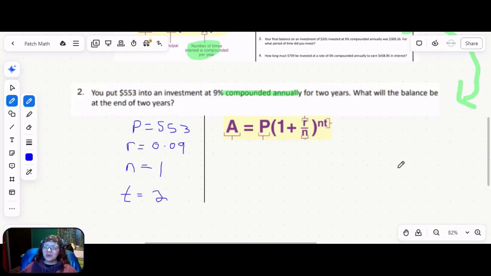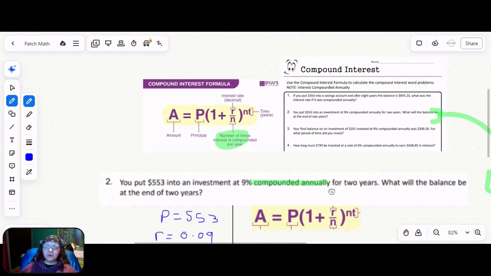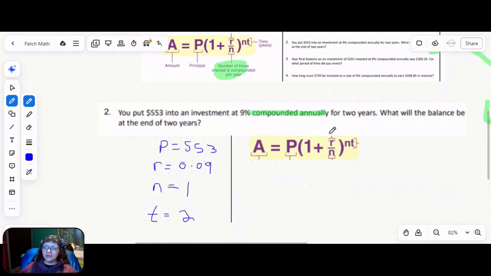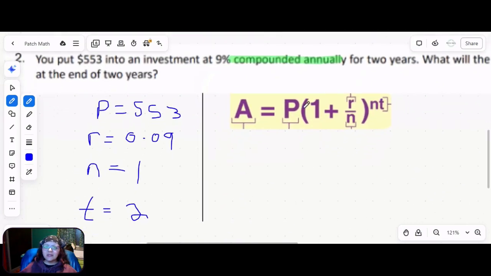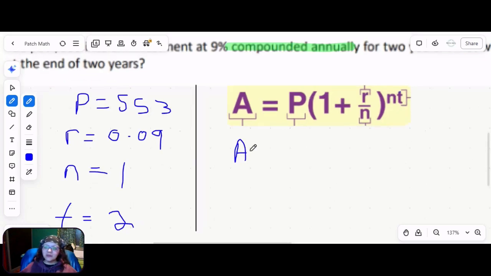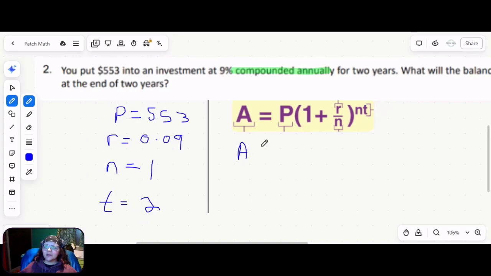All right, so I went ahead and copied over the formula without all the extra definitions, just so it would be easy to see how all this correlated. What we are solving for here is A. That is our final amount.